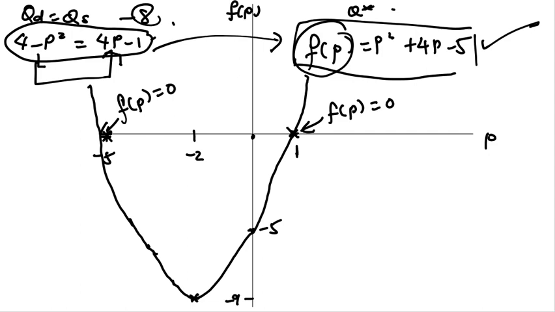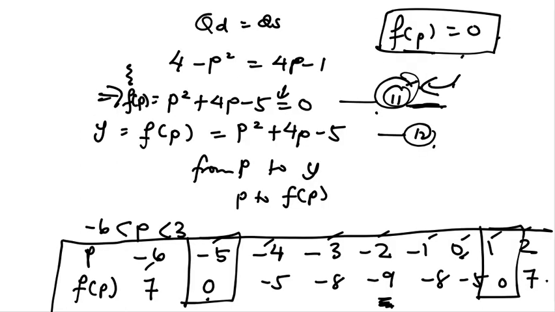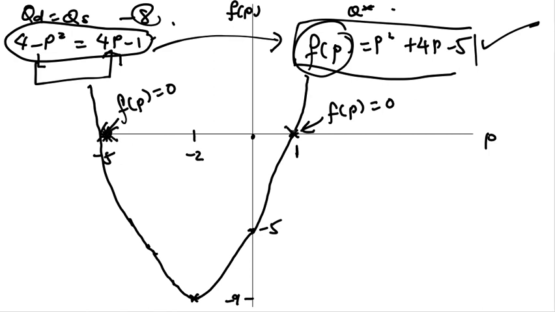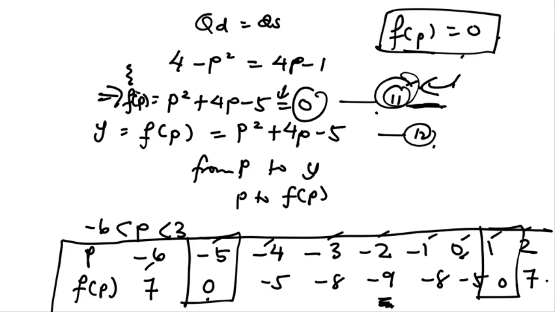If you look at this quadratic expression here, I did mention to you about the root. In this case, for expression 11, F(P) equals P squared plus 4P minus 5 equals 0. When it is equal to 0, like I said in the graph, it is here and here, isn't it? What does it mean by F(P) equals 0? F(P) equals 0 means quantity demanded equals quantity supplied.